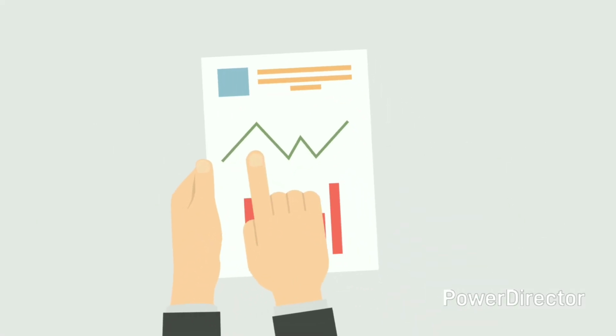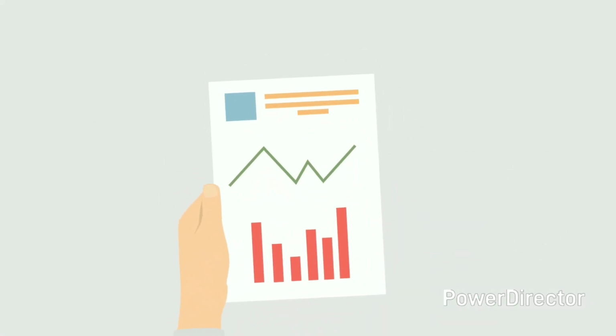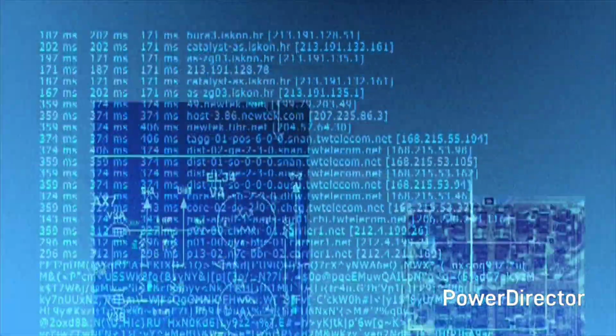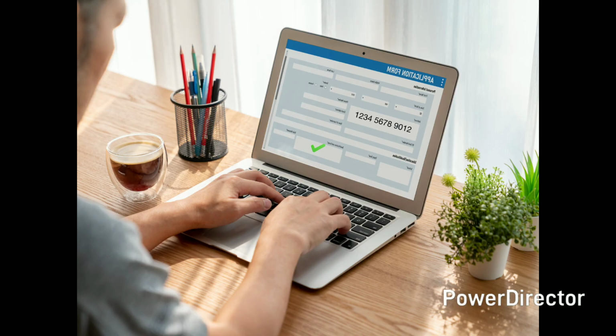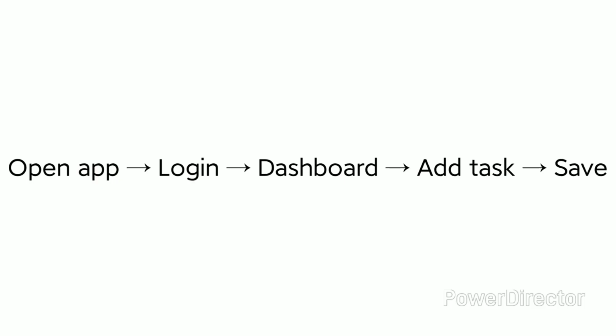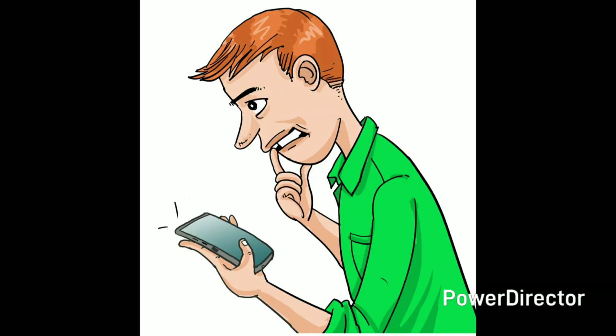Now we turn the idea into a plan. Think of this like drawing a blueprint before building a house. We define the core features. Example, login system, dashboard, add assignments, notification. And we also define user flow. What happens when a user opens the app? Example, they open the app, log in, go to dashboard, add tags, and save. This helps developers understand how users will move through the app.